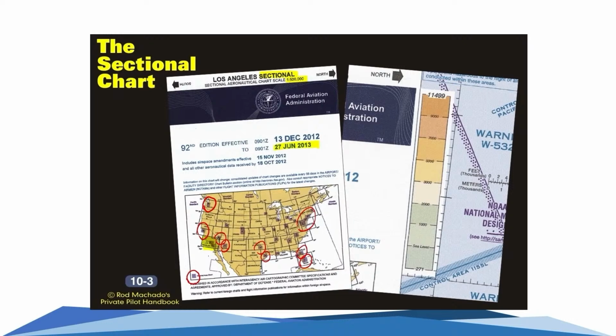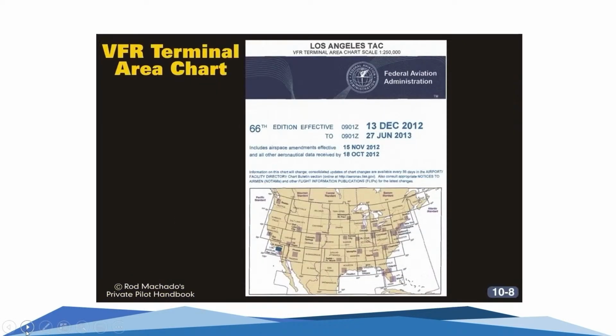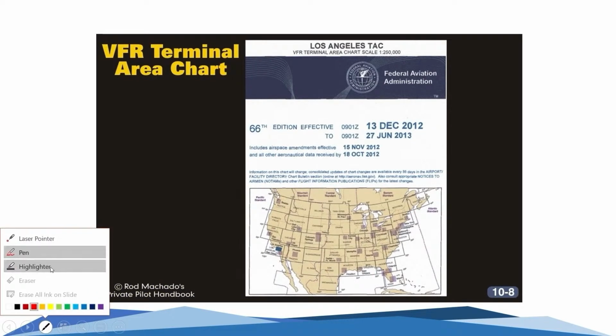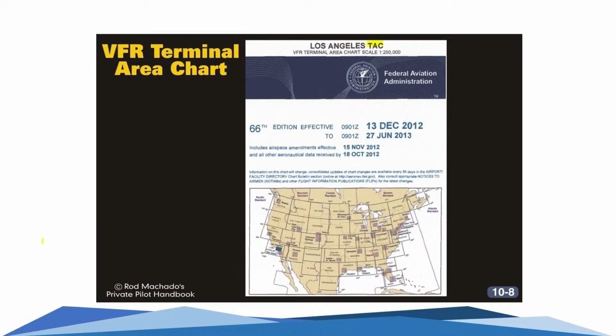Okay. So that's the sectional chart. The next one is the TAC chart. We just call it a TAC chart or terminal chart for short. It will have the name on it as well, and it will say the word TAC. This is 1 to 250,000. It has, in this case, the blue color coding showing that it's the LA area. And here we can see all of those other purple boxes surrounding the areas that do have the TAC. Same thing applies. They're roughly valid for about 6 months.